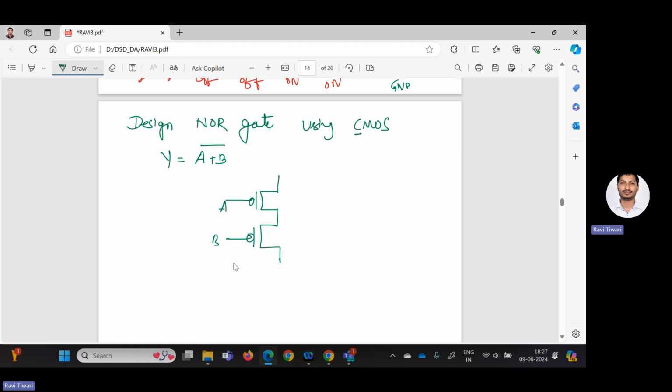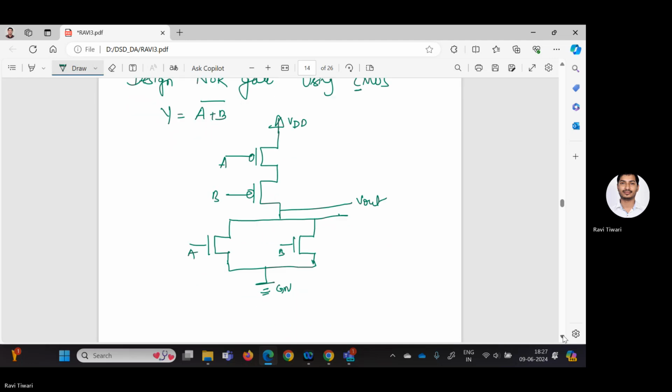And for OR operation, by using the NMOS, it should be connected in parallel like this. So this is A and this is B. At the bottom, it will be a ground, GND. From the center, we have to take the output. This is V out. At the top, we have to connect to the VDD. And this is the circuit for the NOR gate.